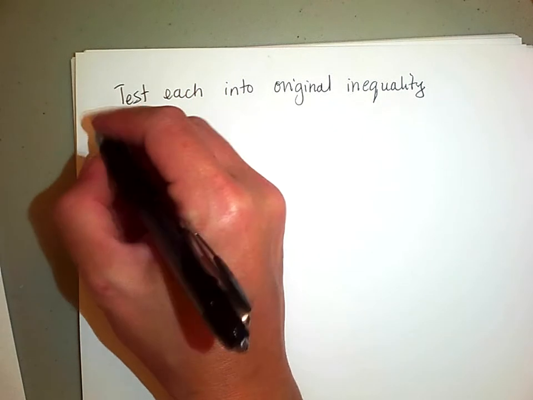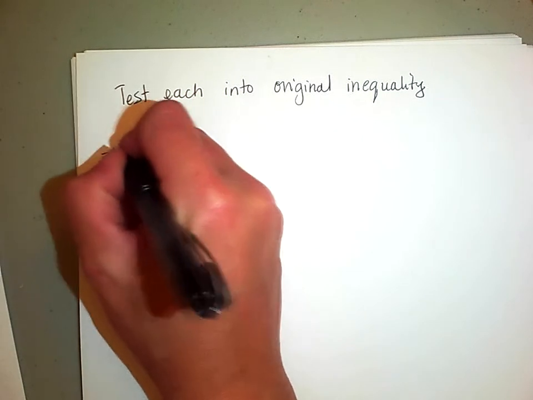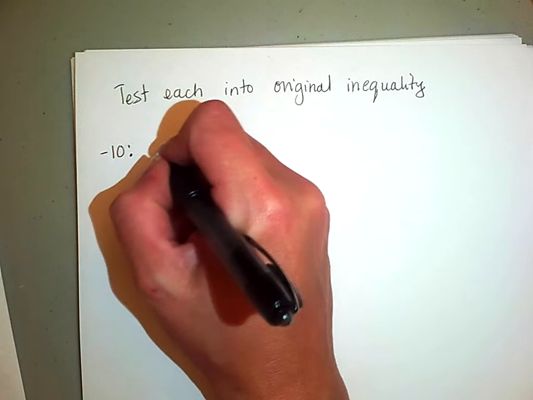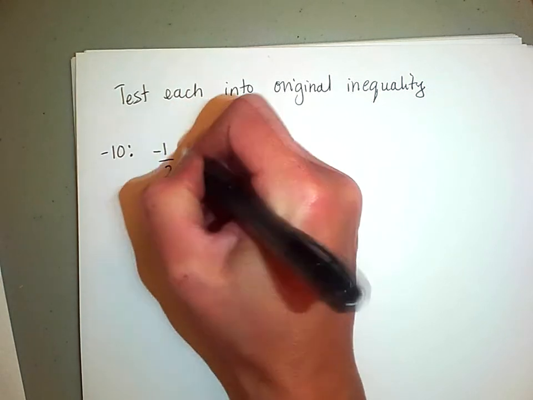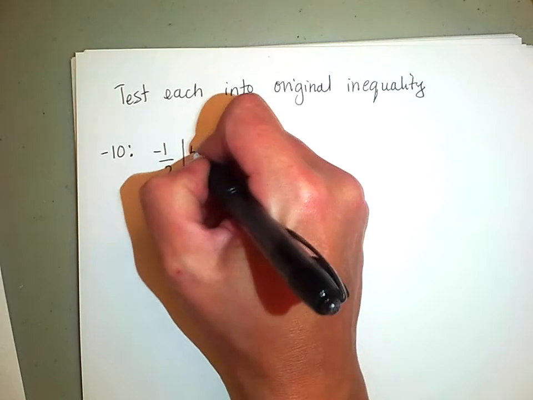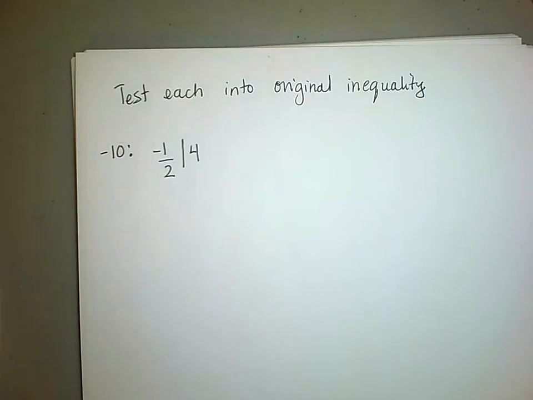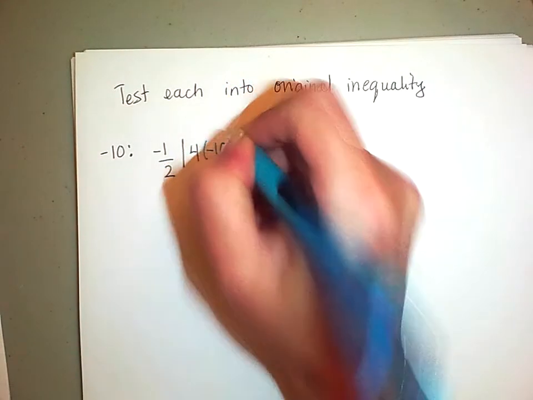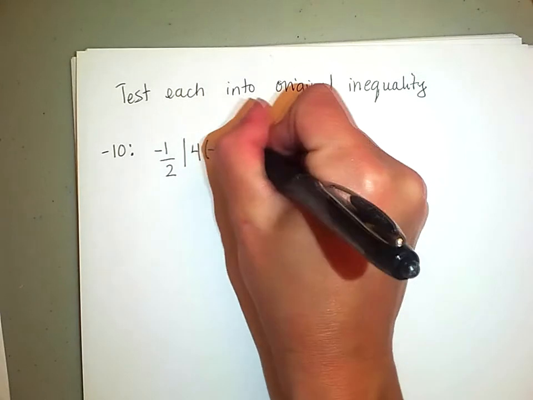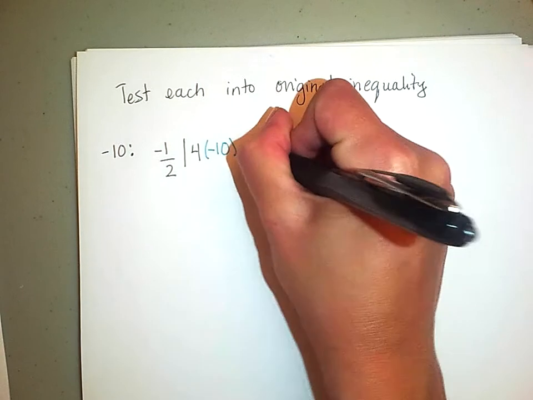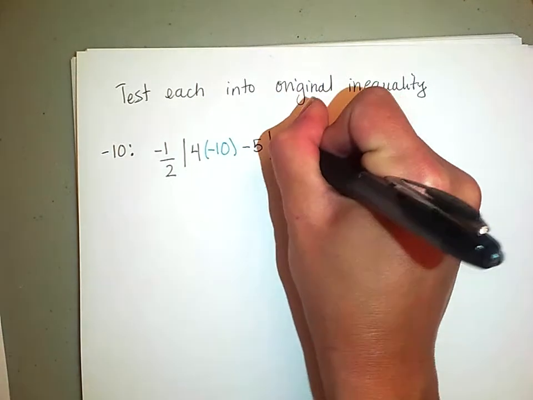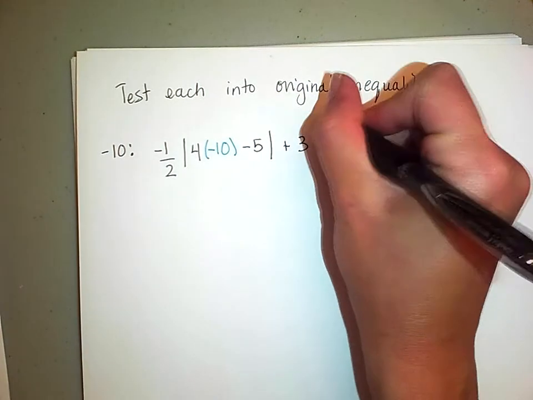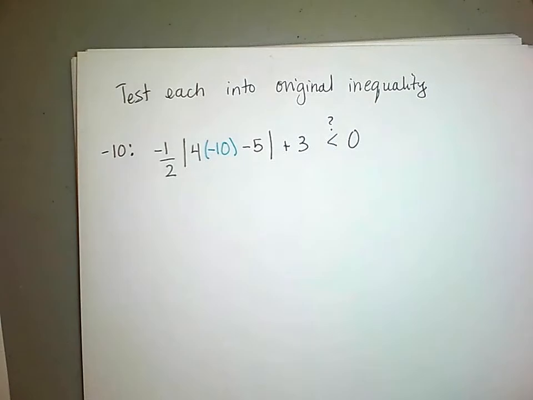Okay, so we're going to pick negative 10. So negative 1/2 times the absolute value of 4 times, and our test point is negative 10. So we'll substitute in negative 10, or whatever value you've decided that's in that interval, and then plus 3, and we're going to ask ourselves, is that less than or equal to 0?